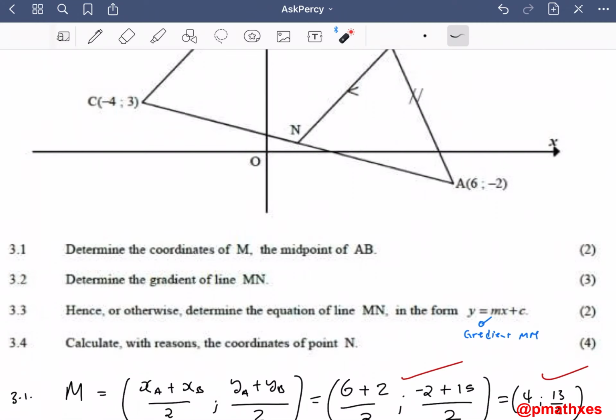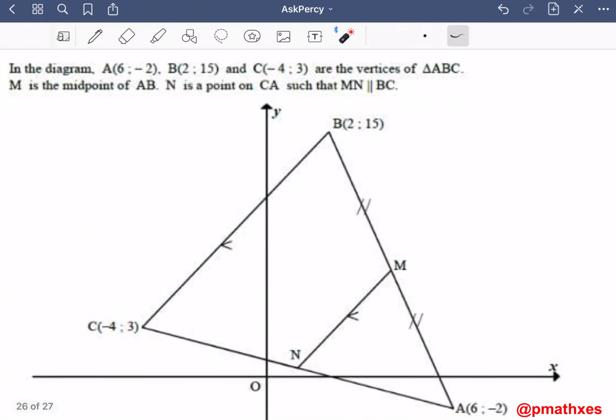So we already have a gradient, and we need 1 point to be able to calculate the equation of a line. What I'm saying is, if you have a line, let's call the line L, and the gradient of this line, and you also have a point, call this point A, then with these two pieces of information, you can find the equation of line L.